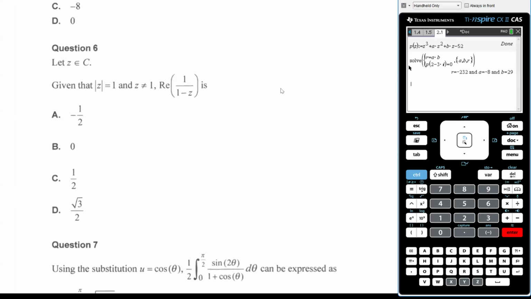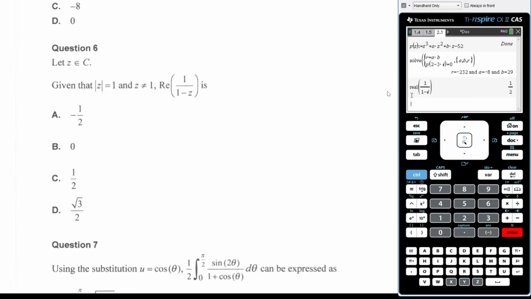Question 6 is a decent question, I suppose, because the absolute value of z is 1, but z itself cannot be just 1. Therefore, you can take some special values. Let's just try, for example, the complex number i, because the magnitude of i is still 1. Or you can take minus 1 as well, so you get a half.